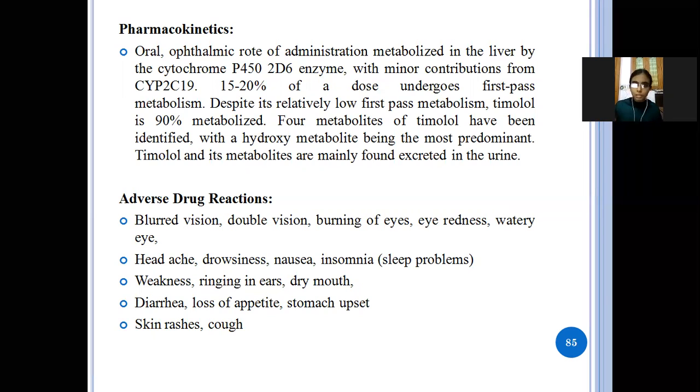Adverse drug reactions are blurred vision, double vision, burning of the eyes, eye redness, watery eyes. Because this drug is also used by the ophthalmic route, for the eyes, we can also get side effects of the eyes like blurred vision, double vision, burning sensation of the eyes, eye redness, watery eyes, headache, drowsiness, nausea, insomnia meaning sleep problems, weakness, ringing in the ears, dry mouth, diarrhea, loss of appetite, stomach pain, skin rashes, and cough.